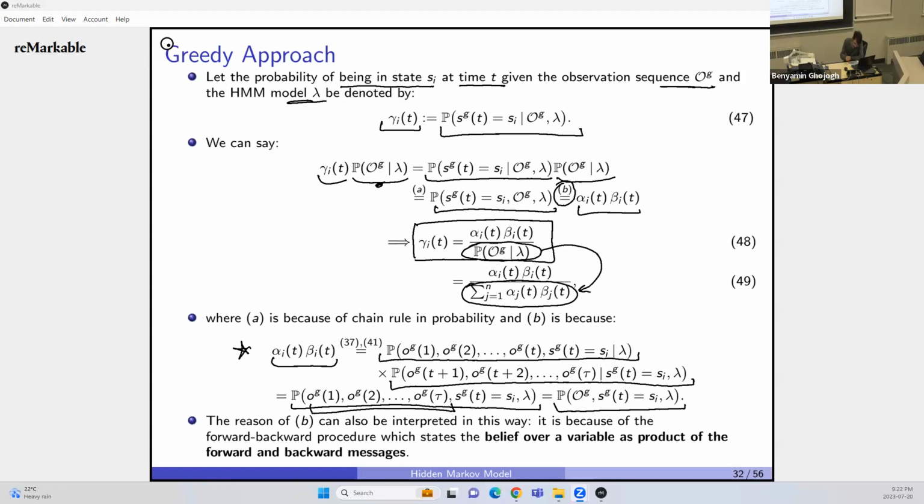This B also can be analyzed and interpreted in this way. It is because of the forward-backward procedure, which states that the belief over a variable is a product of the forward and backward messages. What is this sentence saying? In belief propagation in probability theory, when you have forward and backward message passing, the belief or probability over a variable in a probabilistic graphical model can be seen as a multiplication of the forward message and the backward message. Okay.